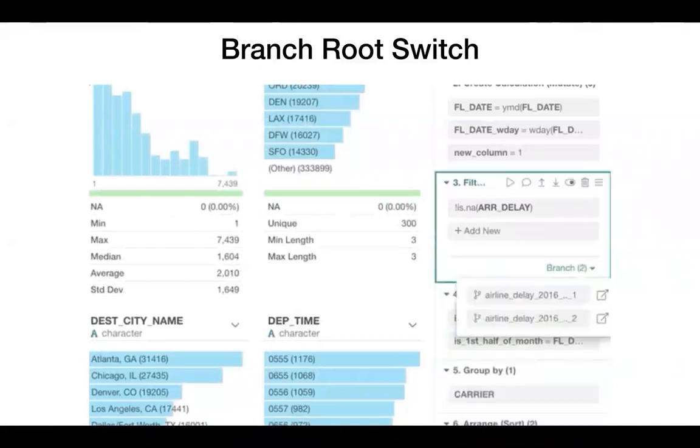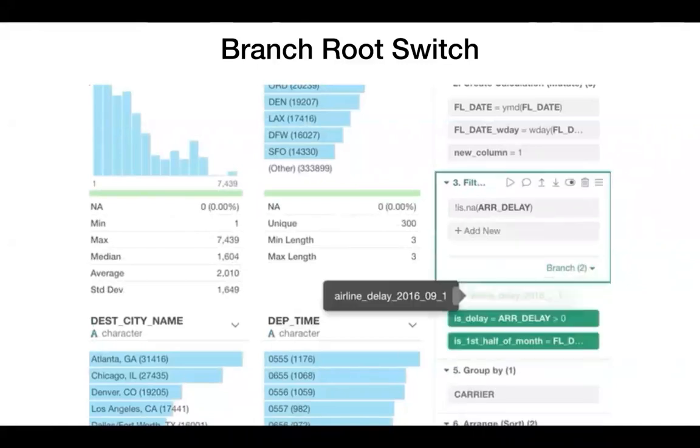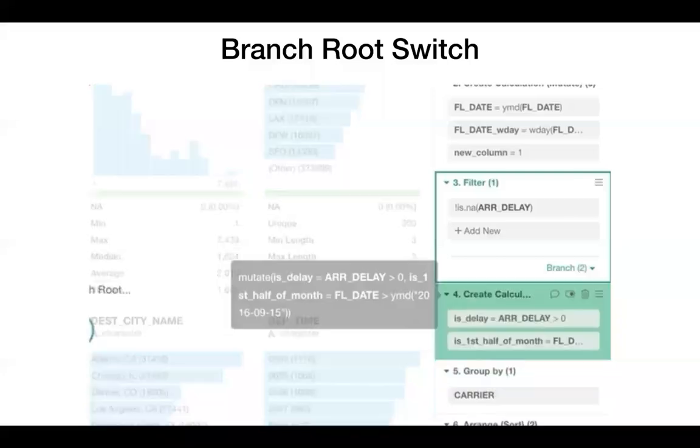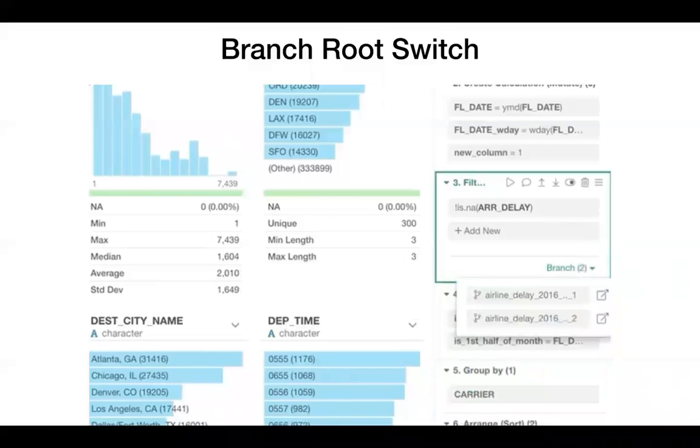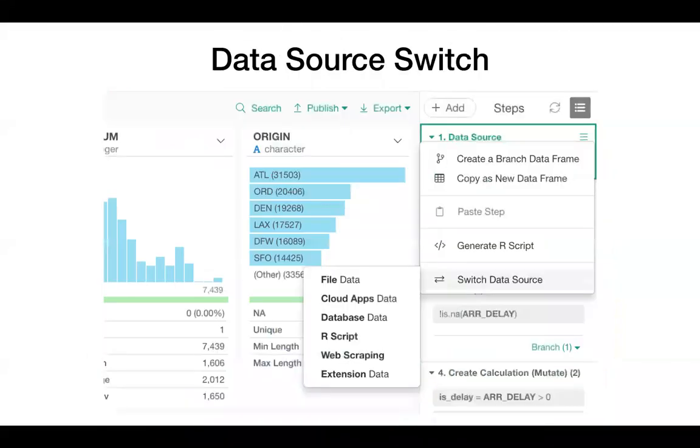So that is called a branch root. You might want to change the branch root to step 2, or maybe later on to step 6 or something. You can actually do that by drag and drop now. And the next one is the one I was originally talking about, the data source switch.